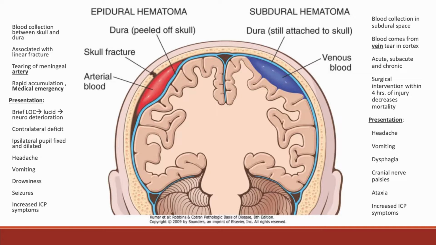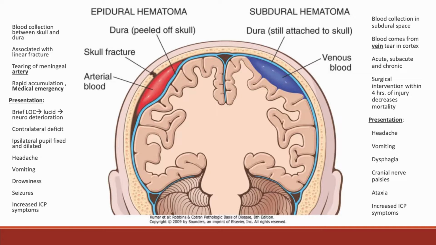There are two major ones, right? There's the epidural hematoma and the subdural hematoma. And it has to do with the part of the brain coverings that are involved. And along the outsides here, you can see the common presentation and a little bit more description about the pathophysiology.